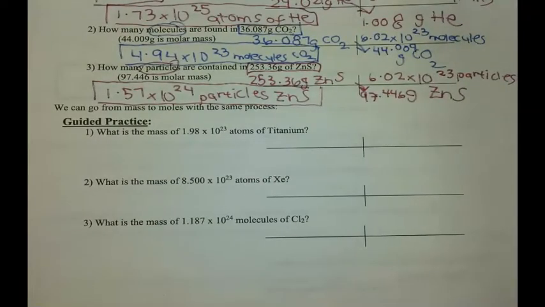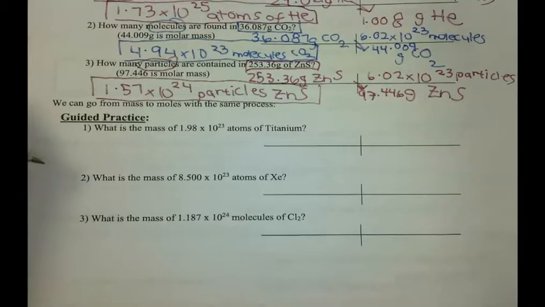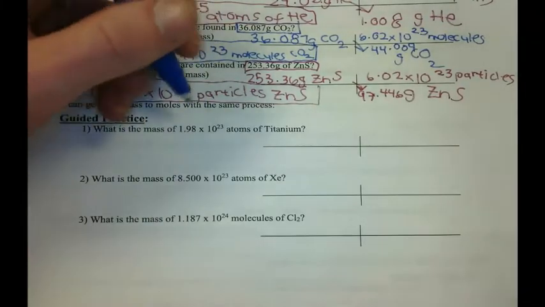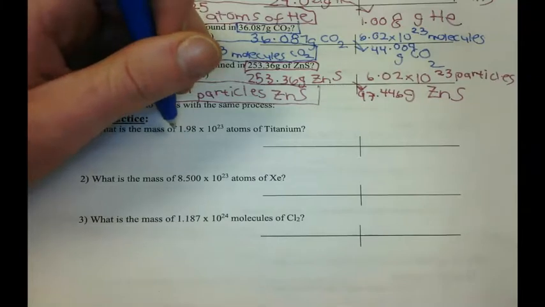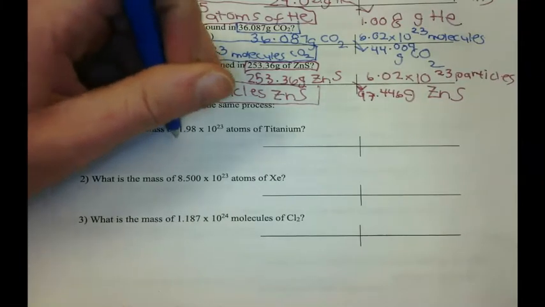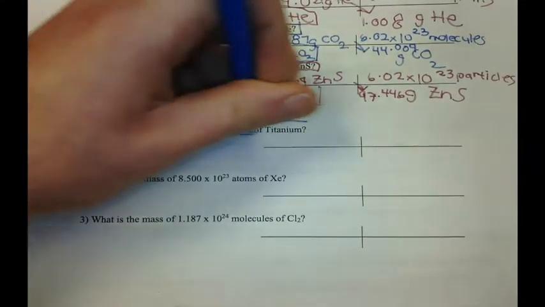So, guess what? We can also go from mass to moles with the exact same process. If you write out all your units and just go down, you will always know exactly what to do. That's the wonderful thing about these problems. They can all be solved the exact same way. All right, so if we box and circle, we've got 1.98 times 10 to the 23rd atoms of titanium. That's what I've been given.